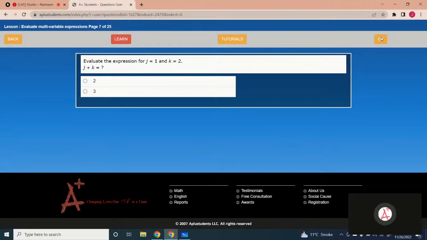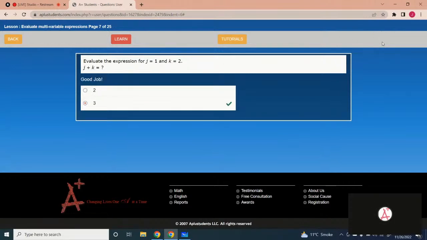Okay, the next one is evaluate the expression for j equals 1 and k equals 2. So it would be j plus k. Got it? So you have to add them. 1 plus 2 equals 3. Got it? Just add them. Select the correct option and click on the OK button.